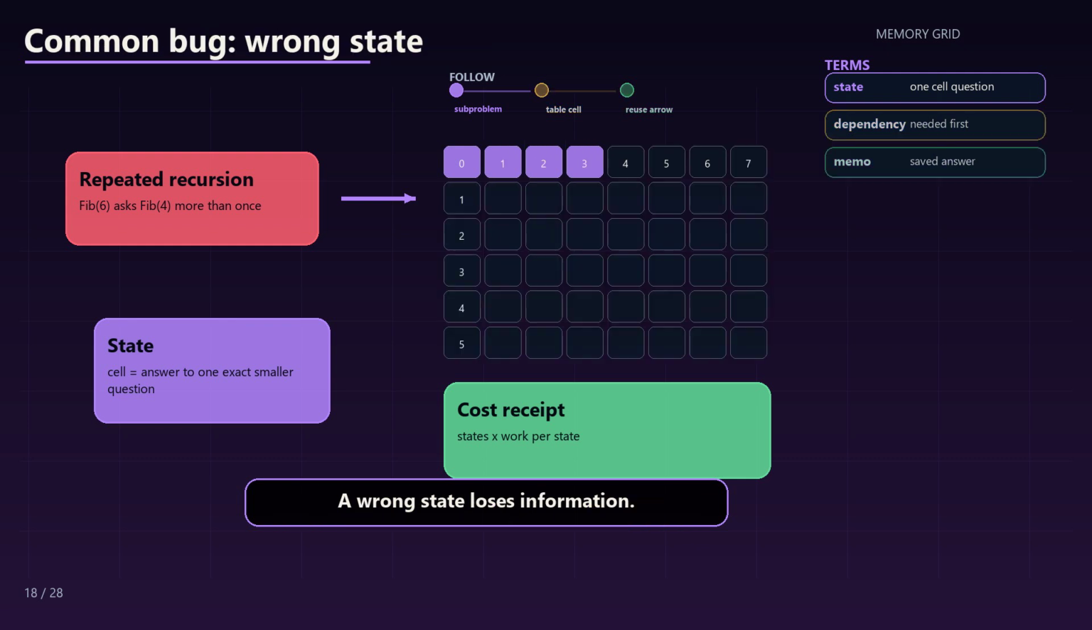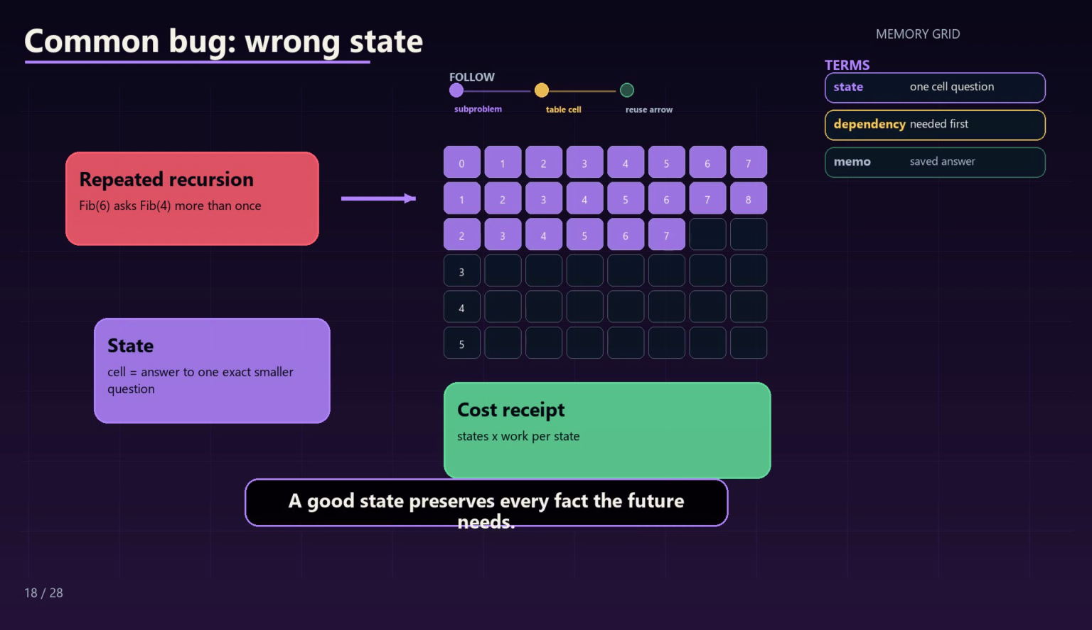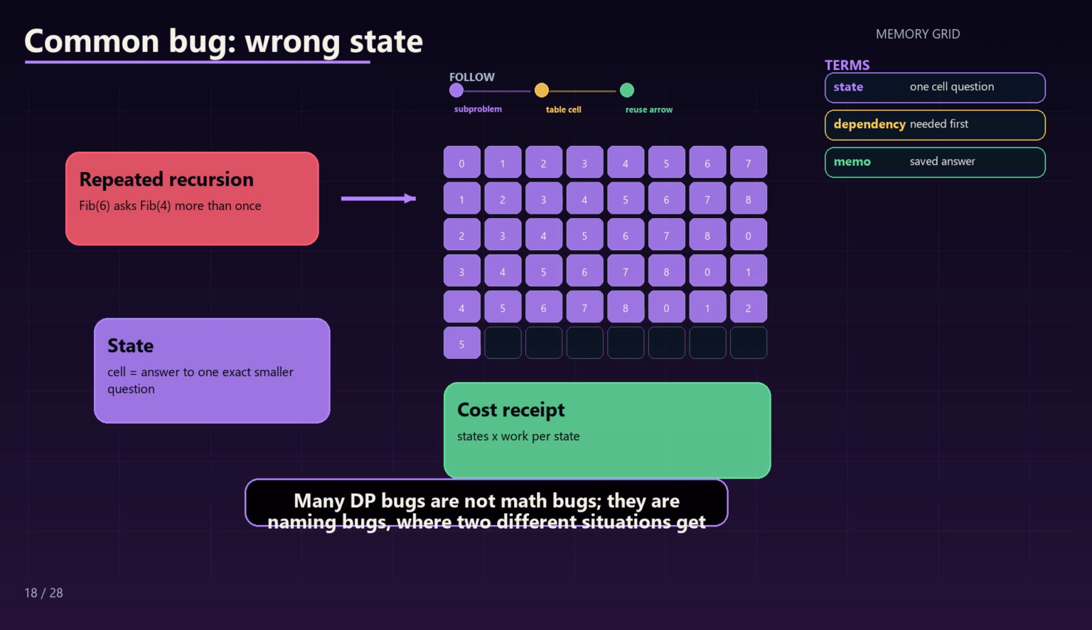A wrong state loses information. If two situations need different futures but share one table cell, the DP will mix them and produce confident nonsense. A good state preserves every fact the future needs. If two different futures share one cell, the table will lie confidently. Many DP bugs are not math bugs, they are naming bugs, where two different situations get forced into one cell.